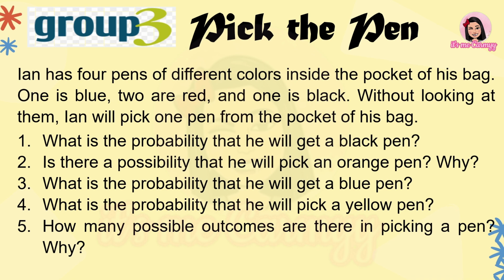Number 2: is there a possibility that he will pick an orange pen? Why? Number 3: what is the probability that he will get a blue pen? Number 4: what is the probability that he will pick a yellow pen? And number 5: how many possible outcomes are there in picking a pen and why?